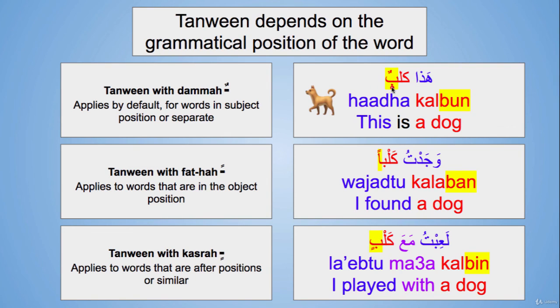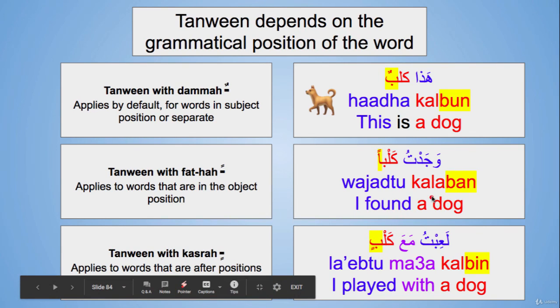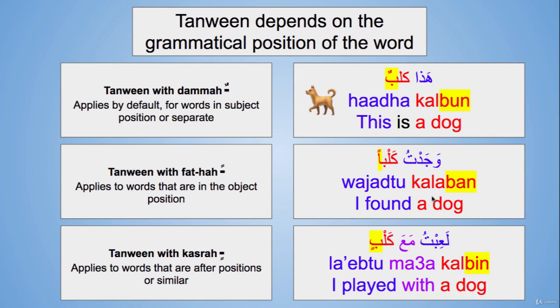For example, you can say هذا كلب, which in this case the word kalb is in subject or a similar position, so it takes the tanween with dhamma. And I can say وجدت كلبا, which means I found a dog, and because it is in the object position, it takes the tanween with fatha. And when we say لعبت مع كلب, which means I played with a dog, so if dog is after the preposition, it takes tanween with kasra. The important thing is to know that when you find any of these diacritics, you know how they sound.